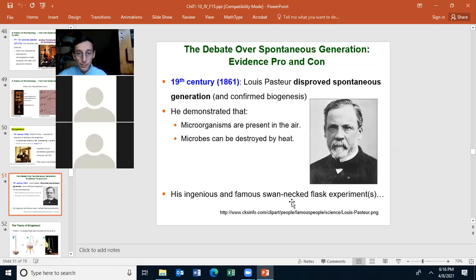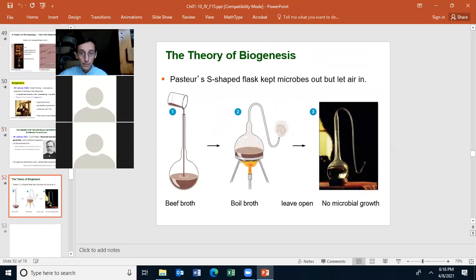What Louis Pasteur did was demonstrate that microorganisms are present in the air. And then from the air, they can contaminate something that was previously sterile. It wasn't from the vital forces coming in and causing microorganisms to spontaneously generate. Louis Pasteur also showed that microorganisms could be destroyed by heat. So you could destroy the microorganisms in the air by heat. And he made his ingenious, famous swan neck flask experiments to disprove the theory of spontaneous generation.